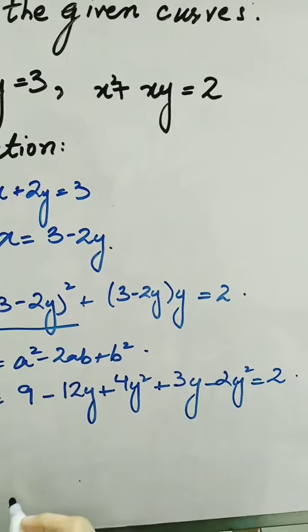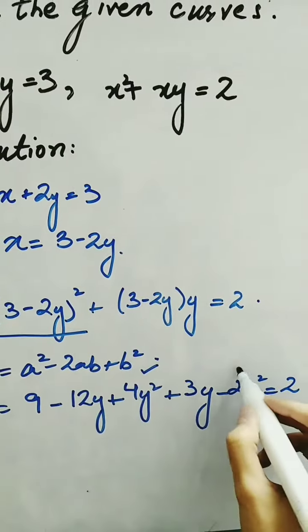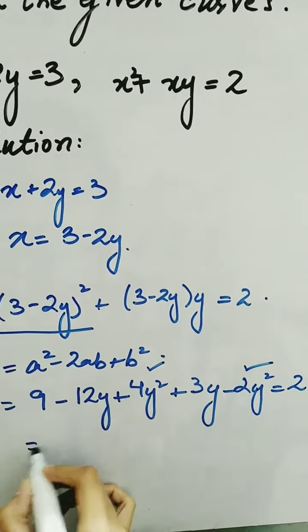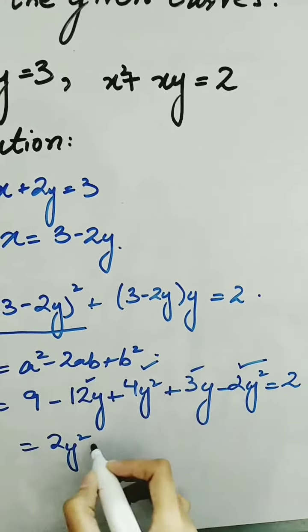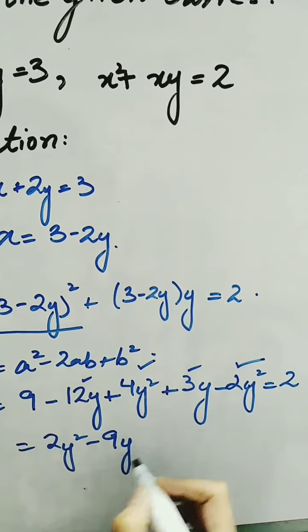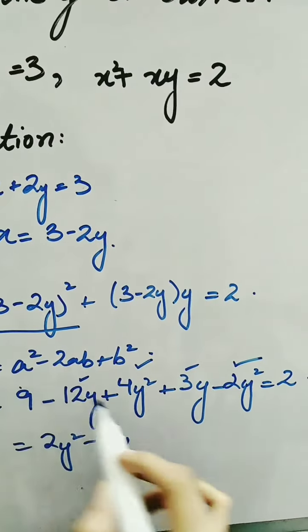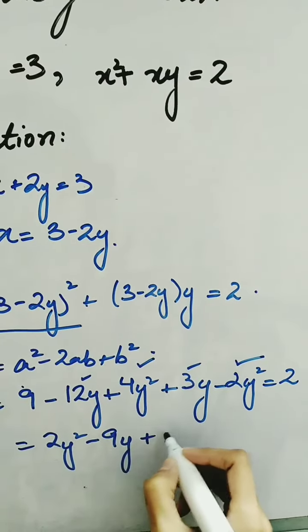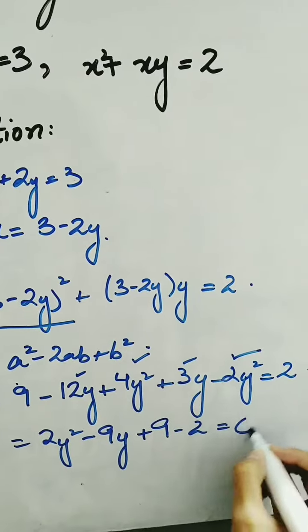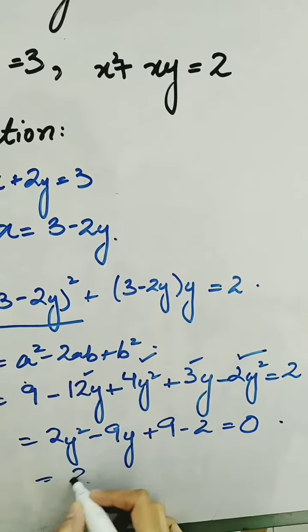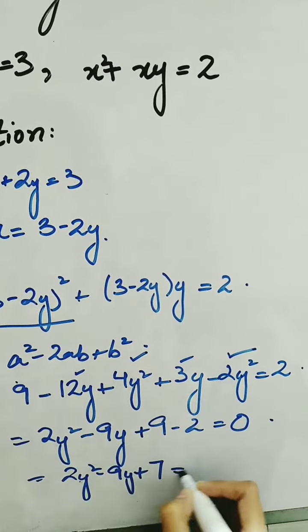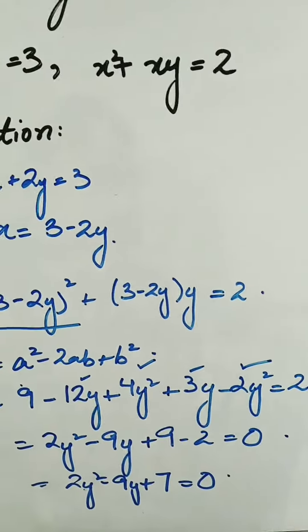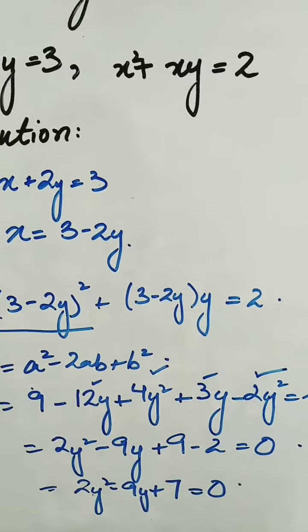to 2. Now we have 4y square minus 2y square, which is equivalent to 2y square, minus 12y plus 3y becomes minus 9y. Here we have 9, which is plus 9 minus 2 is equals to 0. Now we have 2y² minus 9y plus 7 is equals to 0. Now we will factorize this equation in order to get the values of y.